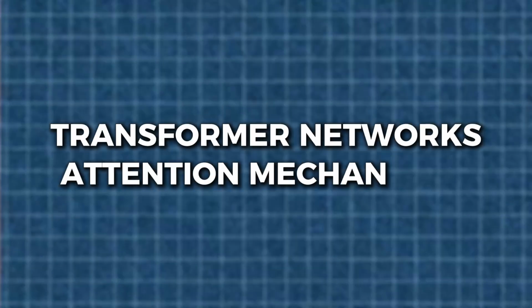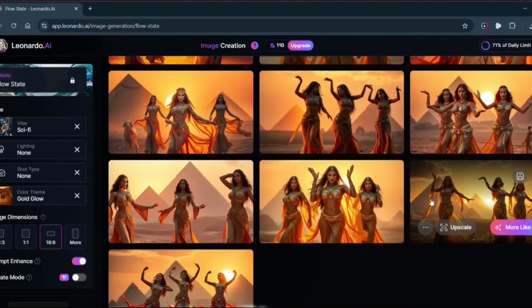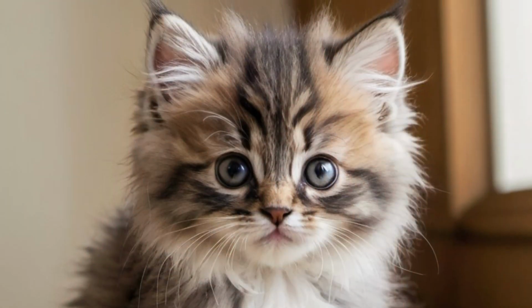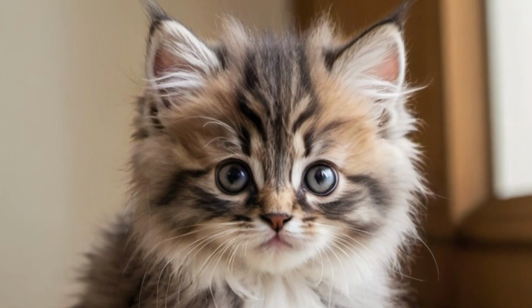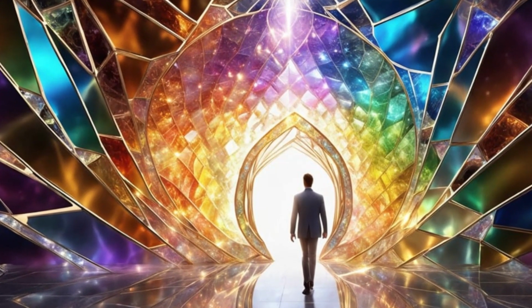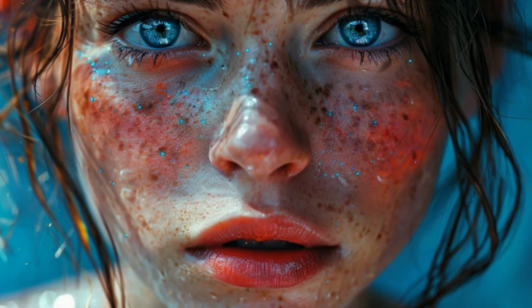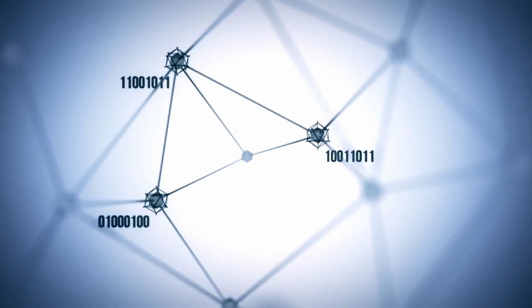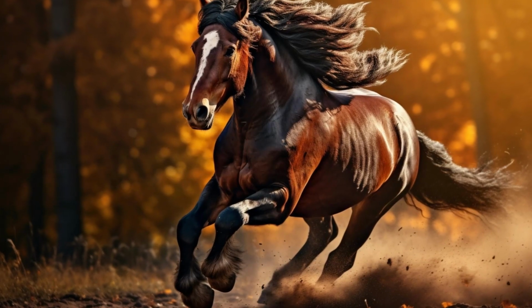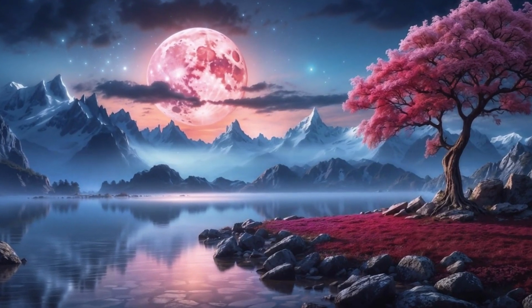Transformer networks and attention mechanisms help AI understand context within an image. They ensure that elements are placed correctly, for example, making sure a cat's eyes, ears, and whiskers are positioned naturally, rather than being scattered randomly. This ability to maintain spatial relationships is key to producing high-quality, realistic artwork. Together, these neural networks form the backbone of AI art, enabling machines to not only replicate existing images, but also generate entirely original and visually stunning creations.